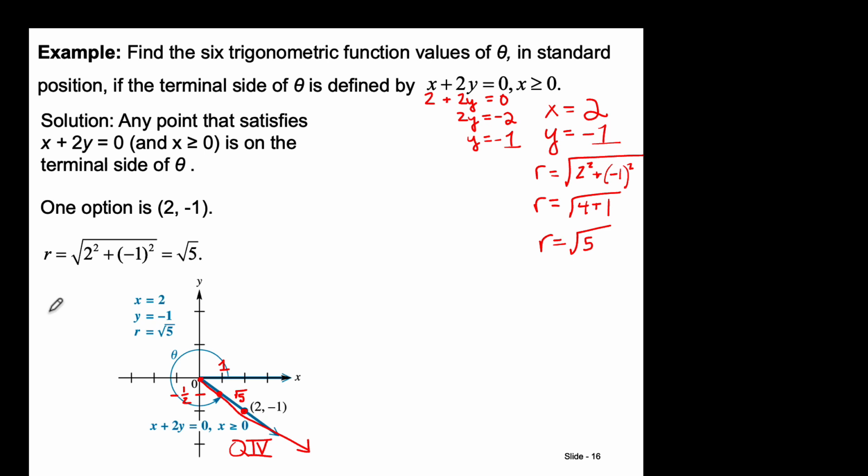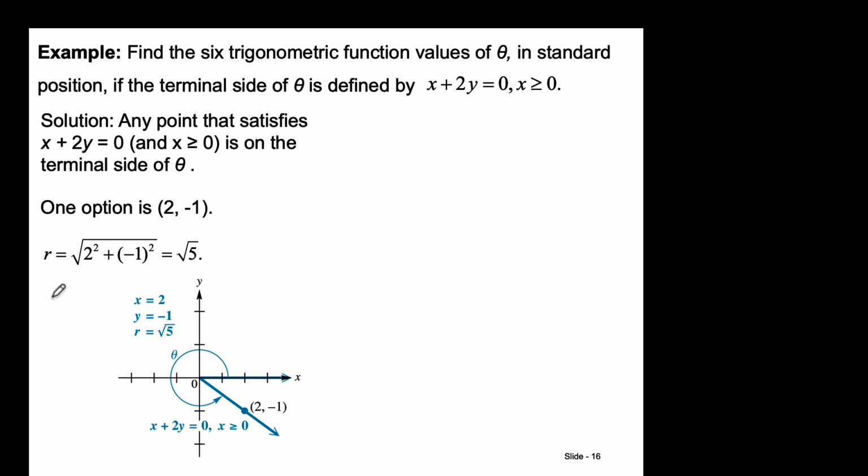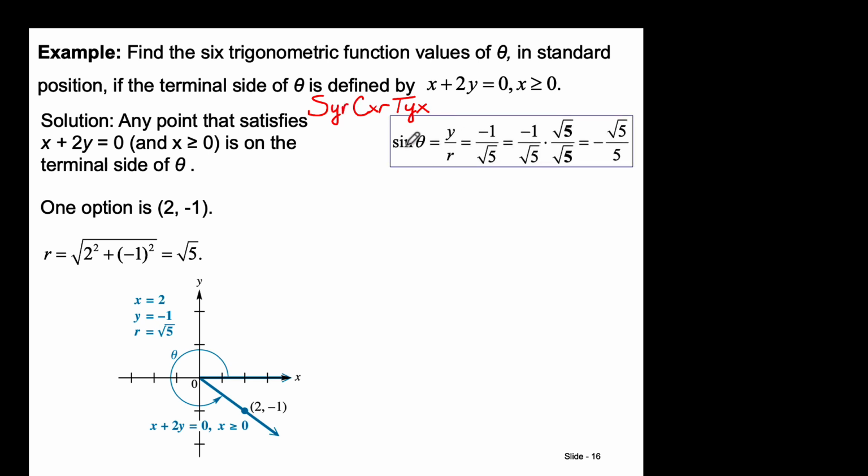All right, here we go. Let me erase all this. All right, let's go with sine first. Sine is equivalent to, you might want to jot this down, S, Y, R, C, X, R, T, Y, X, okay? So sine of theta is equivalent to our y coordinate over our radius. So it looks like this here. Sine of theta equals y over r, which is -1 over radical 5.